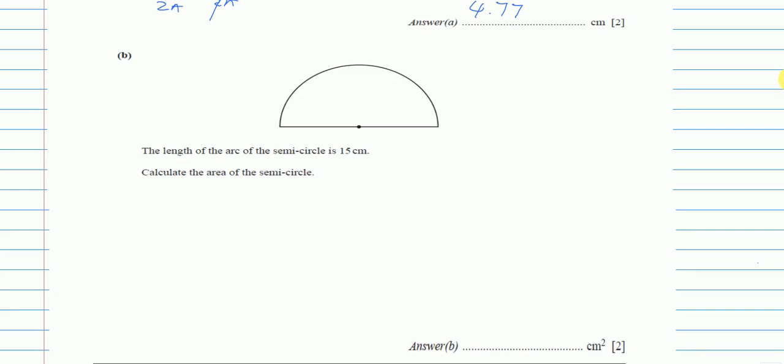Part B. The length of an arc of a semicircle is 15 centimeters. So this arc from here all the way till here is 15 centimeters. Calculate the area of the semicircle.